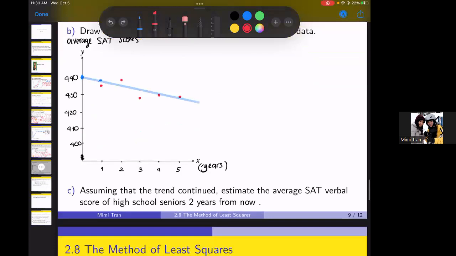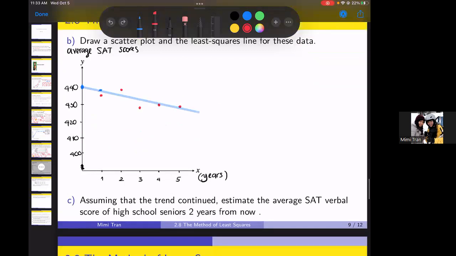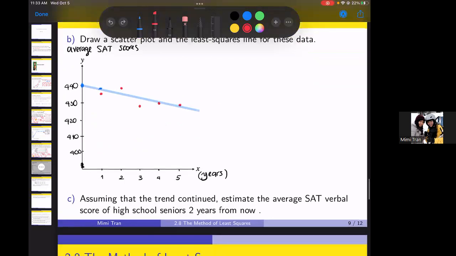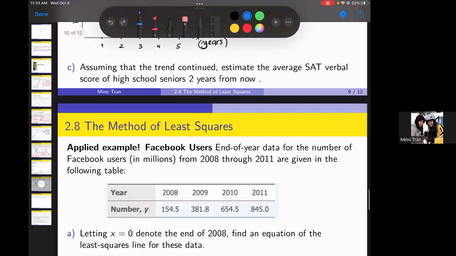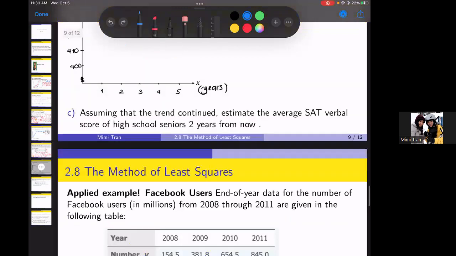Assume that the trend continues. Estimate the average SAT verbal score of high school seniors 2 years from now. What do I do? Plug it in, right? Plug it in for x. What should I plug in for x? 7, right? Careful, don't look at the 2 and then plug in 2. When x equals 2, y is 438, so you want 7. 2 years from now, I mean 2 years from the 5.